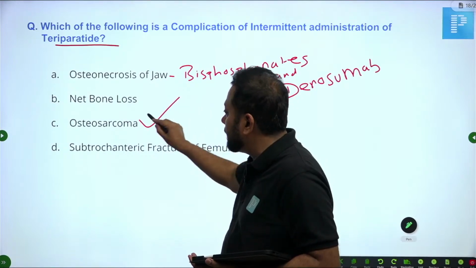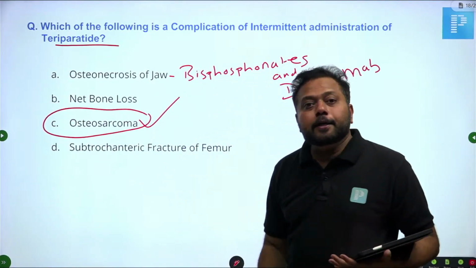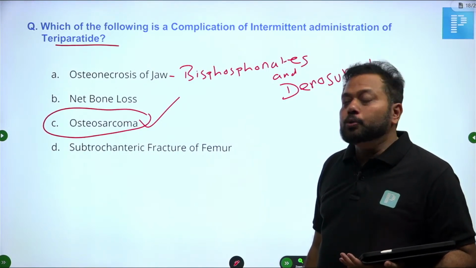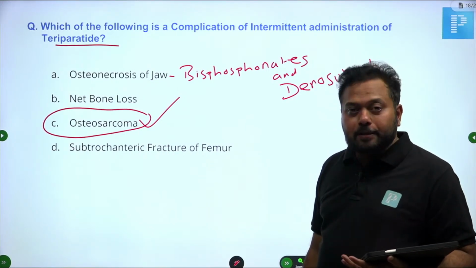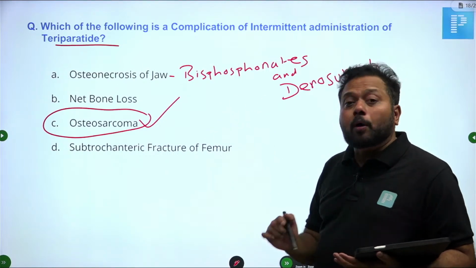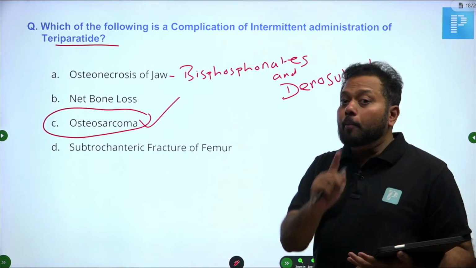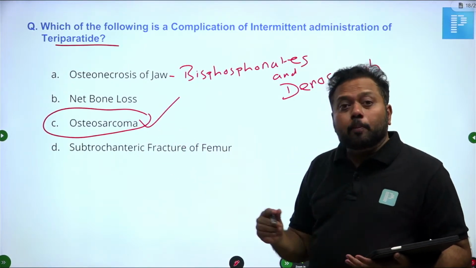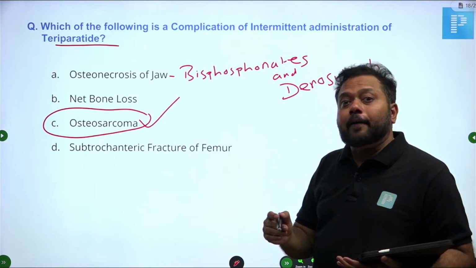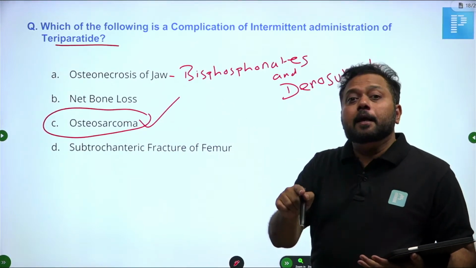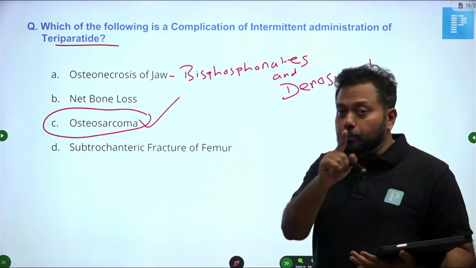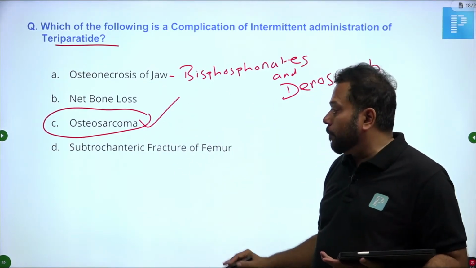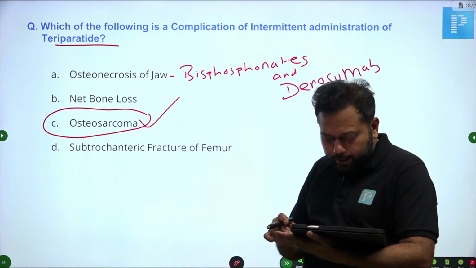Osteogenic sarcoma is the right answer, dear friends. Studies have proven that osteogenic sarcoma is a rare complication that can be induced by teriparatide, especially in animal studies. That is why it is very clearly given as a contraindication for teriparatide: bone tumors. Osteogenic sarcoma is a risk factor. It can be caused by teriparatide. The evidence is Goodman and Gilman, Textbook of Pharmacology. Very clearly the answer is given. So, osteogenic sarcoma. Subtrochanteric fracture is not caused by it.